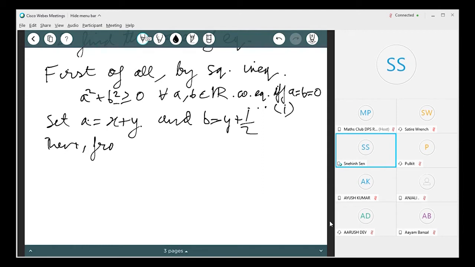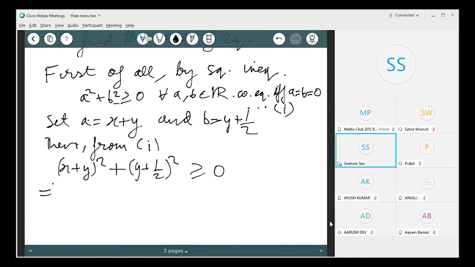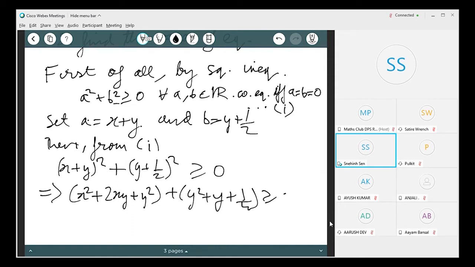From 1, (x plus y) whole square plus (y plus half) whole square is greater than or equal to 0. Now you can do some calculation and shifting here and there, which we did earlier. This would imply, first open the brackets, squares, to get x squared plus 2xy plus y squared plus y squared plus y plus 1 by 4 is greater than or equal to 0, with equality.